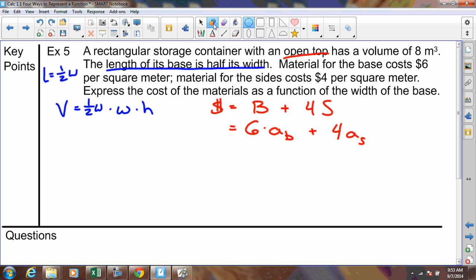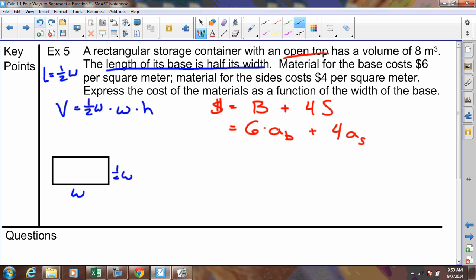Piecing these things together. Keep in mind what the bottom will look like. This is similar to what our bottom would be. We have the width. I've got that backwards. This is the width. This is the length, which is half the width. So, to get this area for the base, we just have length times width, which is half the width times the other width. This is a piece that will give us the cost for just the bottom. But we also have the four sides.